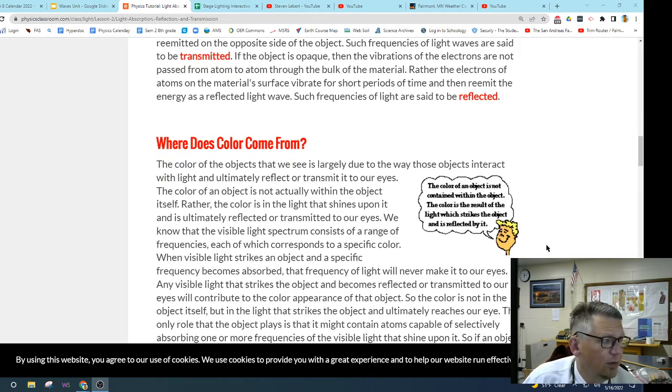Where does color come from? The color of an object that we see is largely due to the way these objects interact with the light and ultimately reflect or transmit it to your eyes.